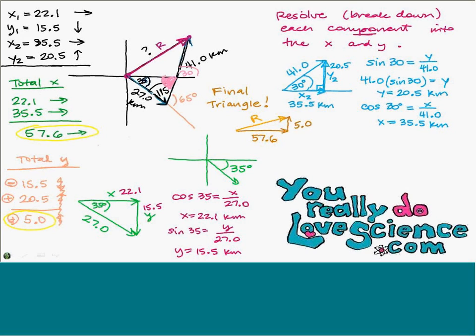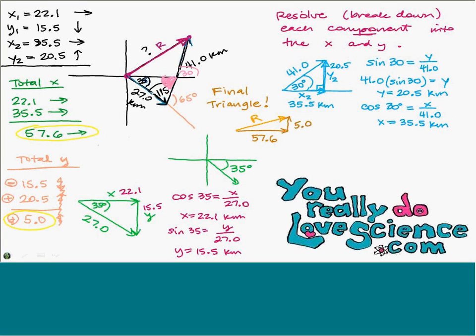At the beginning of the problem, we did not have a right triangle. To break down, get the x's and the y's, we had to add all the x's, we had to add all the y's so that we had one x and one y. And once you have a total x and a total y, then you can make one simple right triangle with simple normal sine, cosine, tangent.